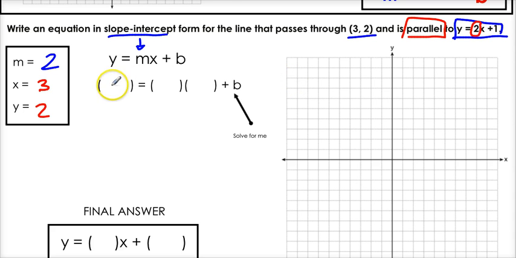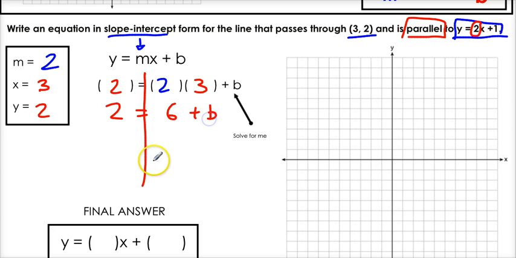So let's go for it. Y is 2, m is 2, and our x is 3. And now we need to solve for b so we can write our equation. Well, let's do it. 2 = 6 + b. We're going to subtract 6 from both sides, and we get b is equal to -4.